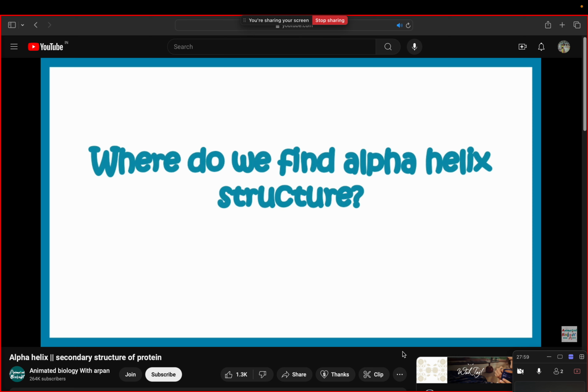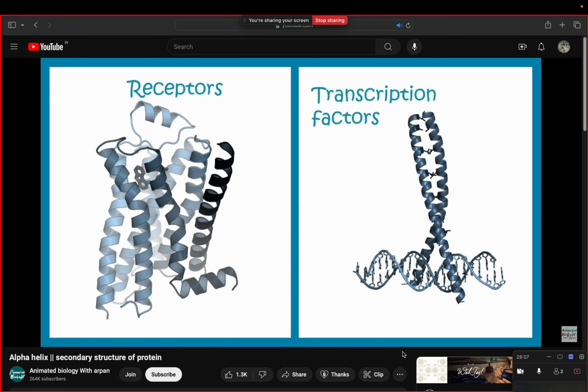First of all, let's try to understand where we find alpha helix structures. It can be found in many proteins, such as receptors, and a very common example is the G protein coupled receptor. It has 7 transmembrane domains and each transmembrane domain is an alpha helix, spanning 10 to 12 amino acid residues. Many transcription factors, such as those containing the leucine zipper motif, are also examples of alpha helix. So many transcription factors, receptors, ion channels, and many other molecules might have alpha helix conformation.